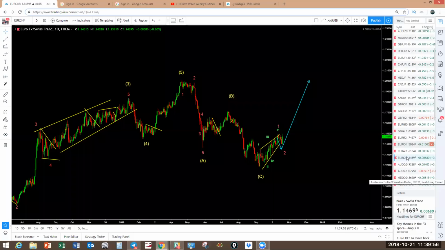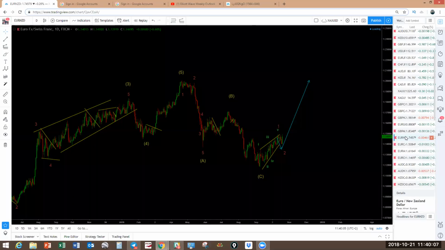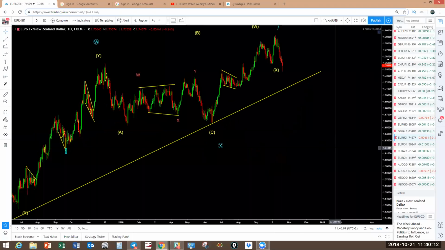EURGBP, anything else? I think we've discussed all the euro pairs. Did I miss any? Is anybody missing any euro pair? Oh, Euro New Zealand, thank you. Euro New Zealand. Okay, so Euro New Zealand.